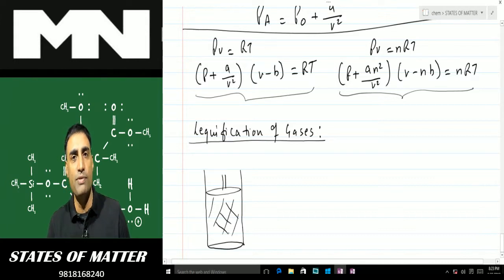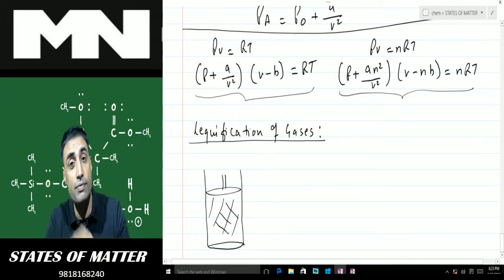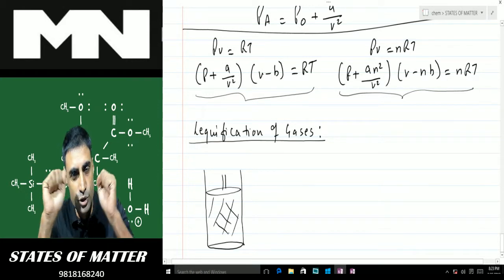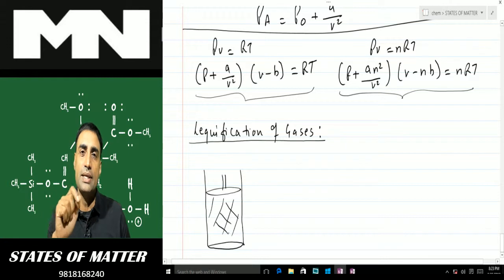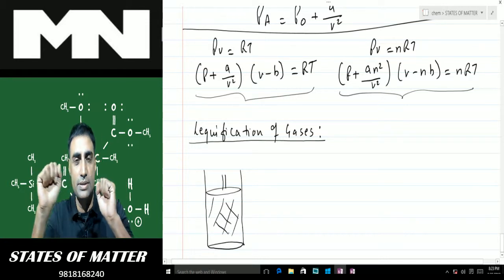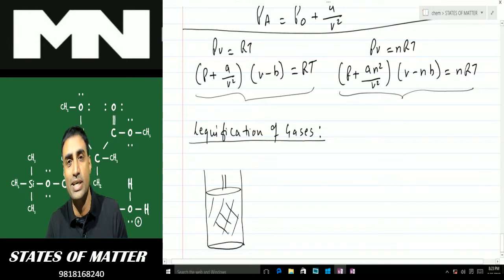Well, if we want to liquefy a gas, we can decrease its temperature. By decreasing the temperature of the gas, we are actually reducing their kinetic energy. The gas molecules are in continuous motion. They have a large amount of kinetic energy. When we decrease the temperature, their kinetic energy decreases and they start coming closer to each other, and their state changes from gaseous state to liquid state. So one way of liquefying a gas is by decreasing their temperature.